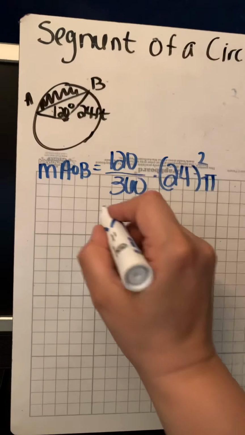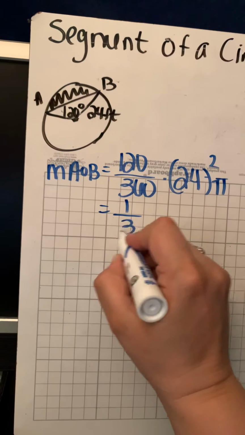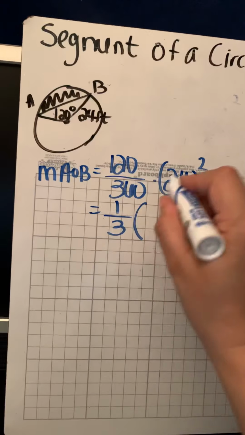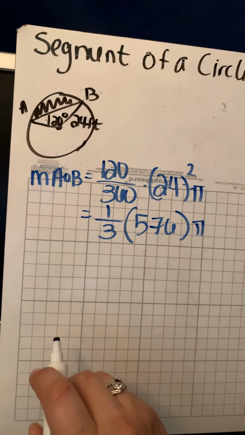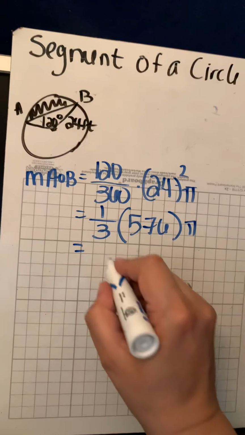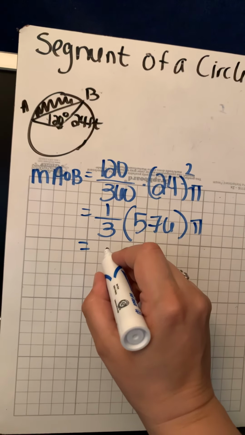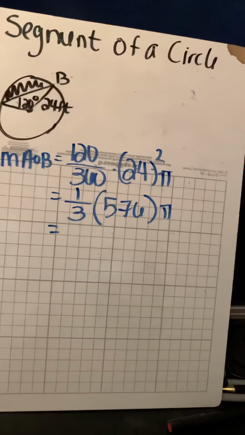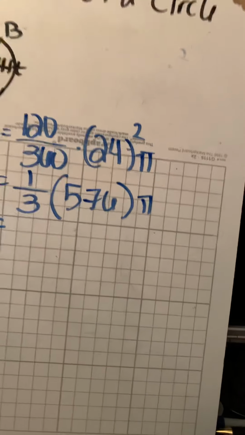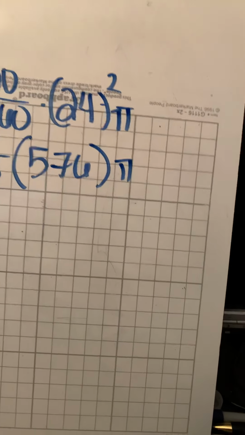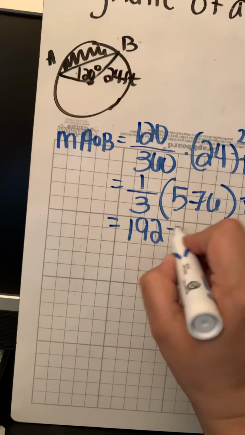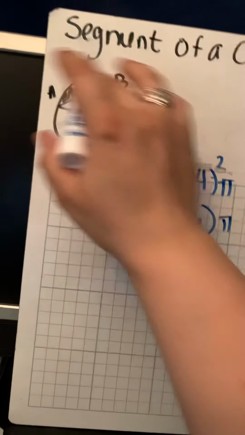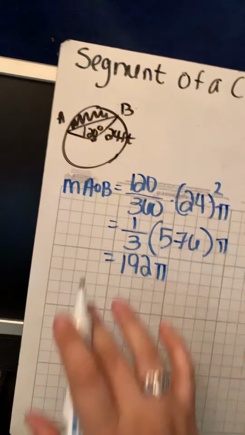Okay, 120 over 360 is 1/3. That's an easy reduction. 24 squared is 576 pi. So 1/3 of 576 is 192. So this would be 192 pi. So we found the area of the sector, the whole area.